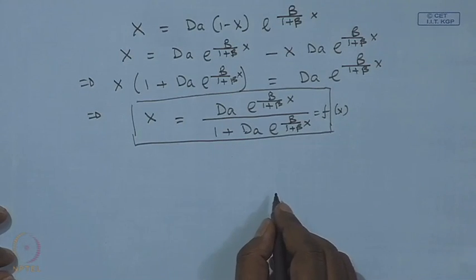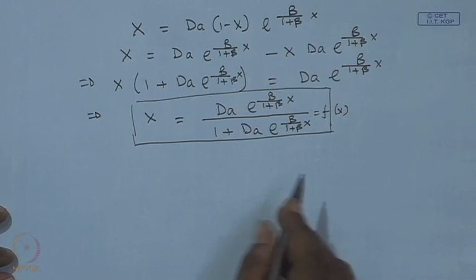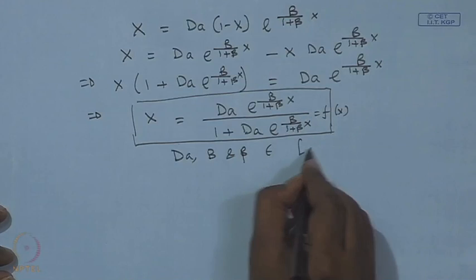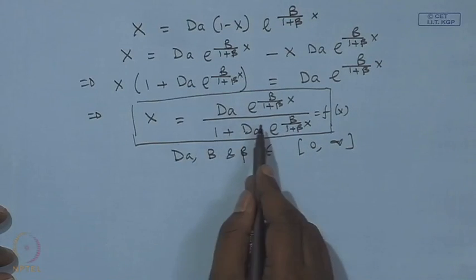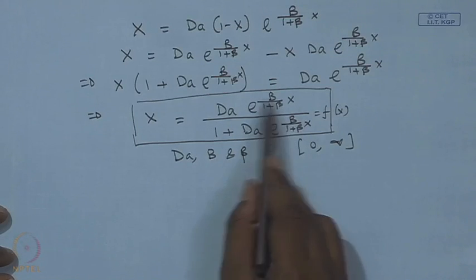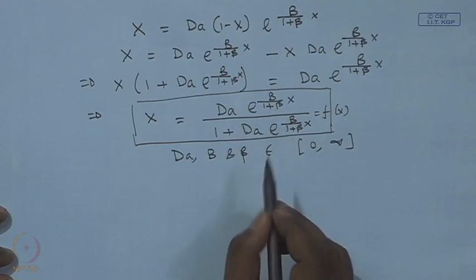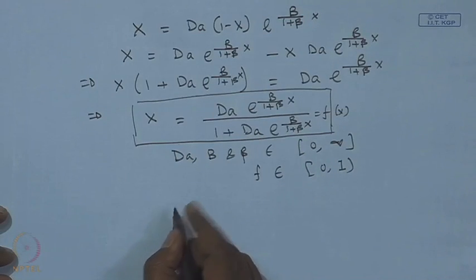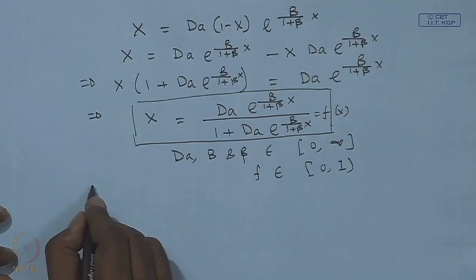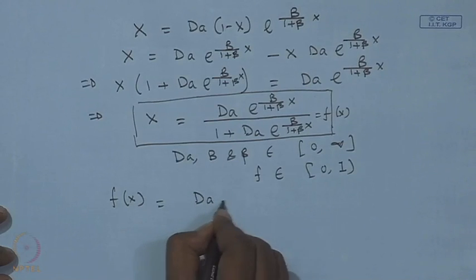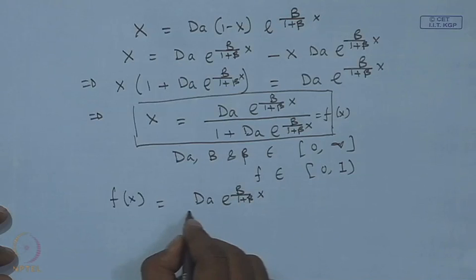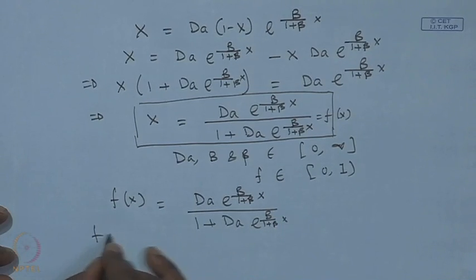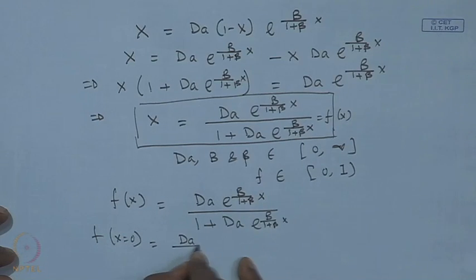If we recast f of x in this form, we can see that for any value of dA, b and beta lying in the domain 0 to infinity, f of x on the right hand side will always be a fraction. This is something divided by 1 plus something, so it will always be a fraction. So, f belongs to the domain 0 to 1 always. For example, what is f of x then? f is dA e to the power b by (1 plus beta times x) divided by (1 plus dA e to the power b by (1 plus beta times x)). For x equal to 0, this becomes dA divided by 1 plus dA.